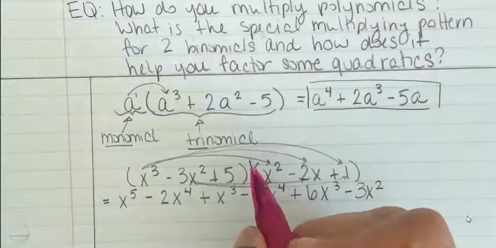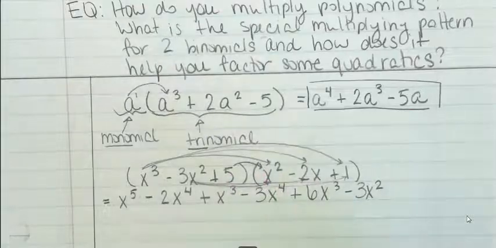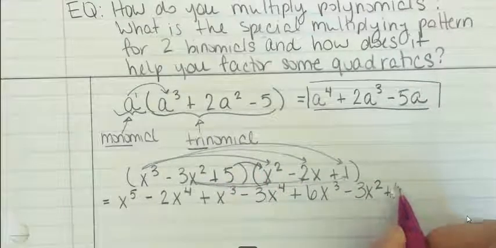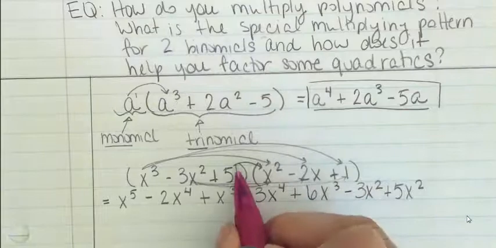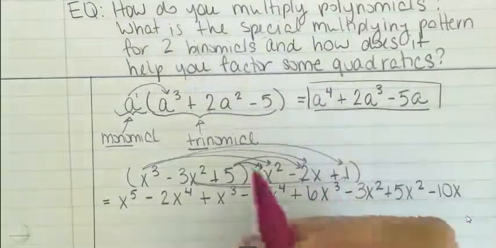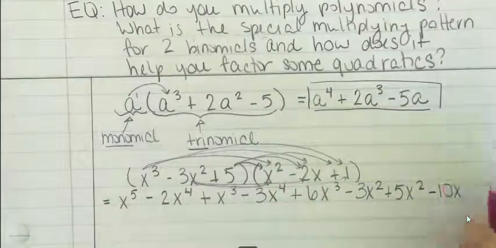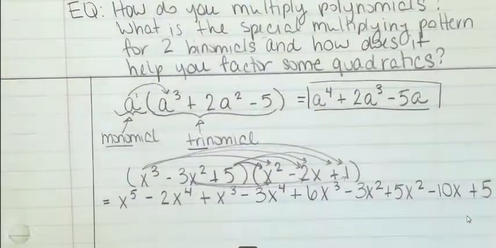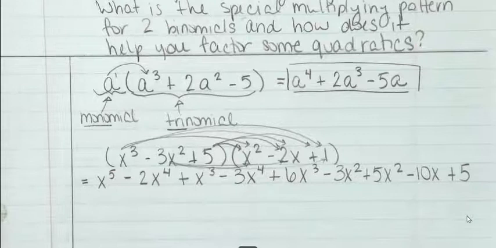Kind of out of space here, but I'll just go up above here. So distributing that, I get positive 5x squared, negative 10x, and positive 5. Okay, so we're working up to some of those problems where this is why we want to be nice and neat with our work.